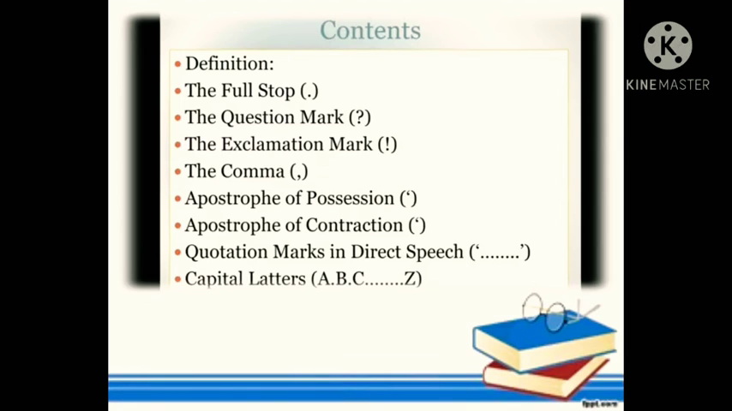Let's have a look at the contents of the chapter. First, we'll learn about the definition, and then one by one we'll discuss different punctuation marks. Starting from the full stop, then the question mark, exclamation mark, comma, apostrophe. Now, there will be two kinds of apostrophe. One is of possession and the other is of contraction. And then quotation marks, also known as inverted commas in direct speech. And last but not the least, the use of capital letters in punctuation.